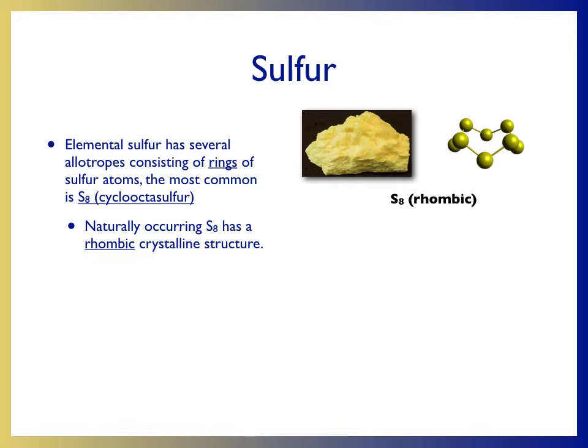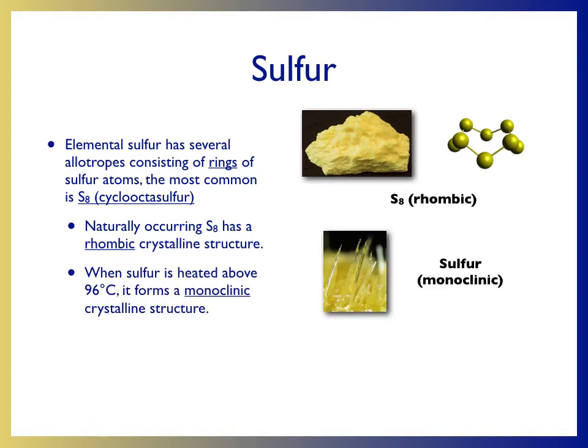Naturally occurring S8 has a rhombic crystalline structure, as shown in the picture on the right. However, if you heat rhombic sulfur to about 96 degrees centigrade, you get another crystalline form called monoclinic. You can see that the major difference between monoclinic and rhombic sulfur is that monoclinic sulfur has a more needle-like crystalline structure.